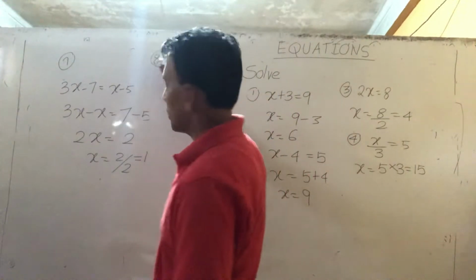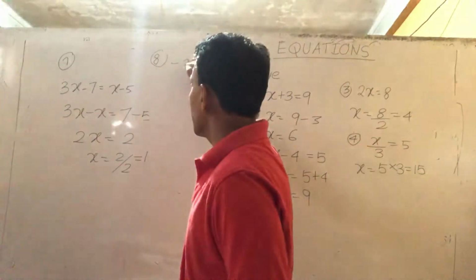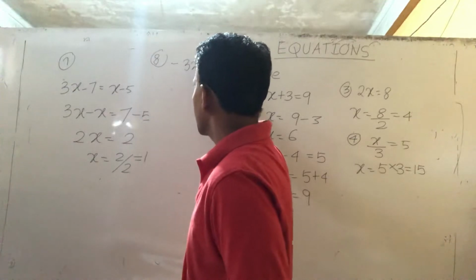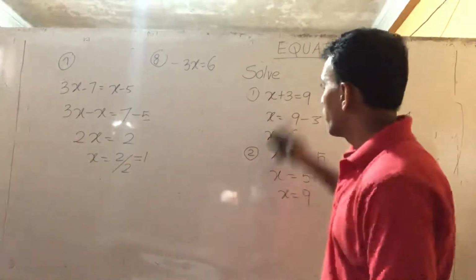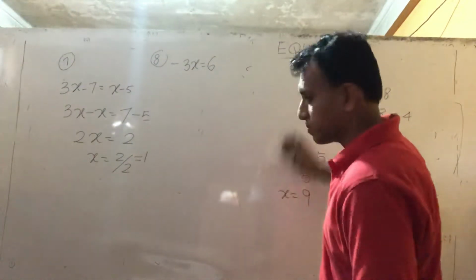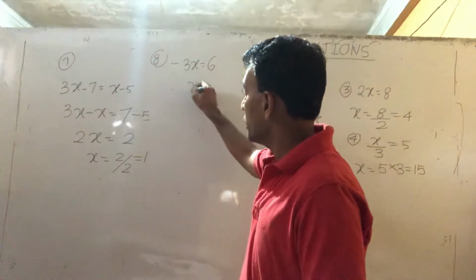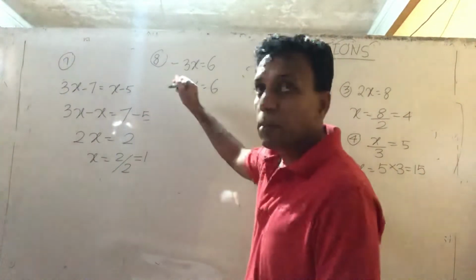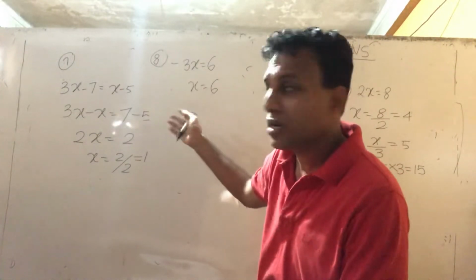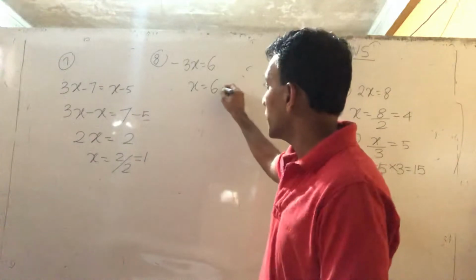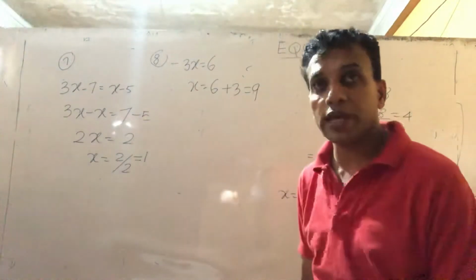Next, another question, problem 8. Minus 3x equals 6. Find the x answer. So if you work like this, x equal, here 6, the minus 3, I mentioned many work, minus take other side, plus 3, that is 9, x equal 9.